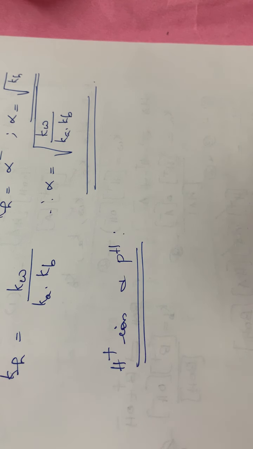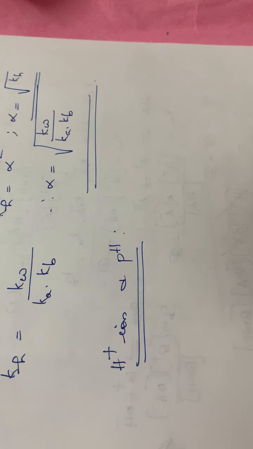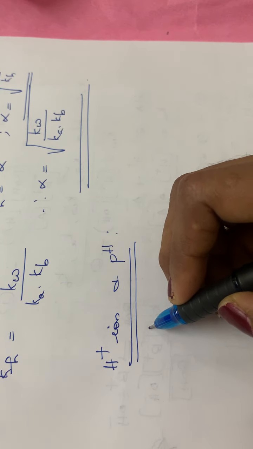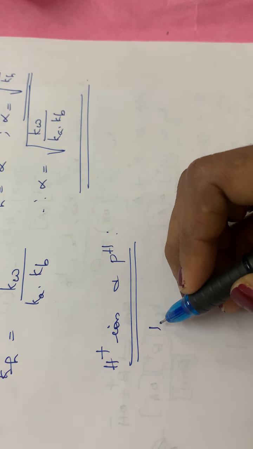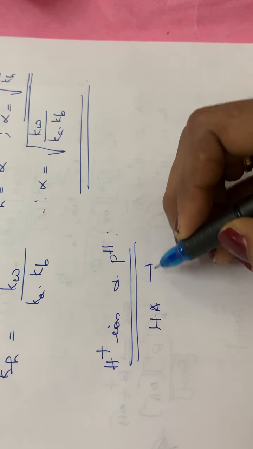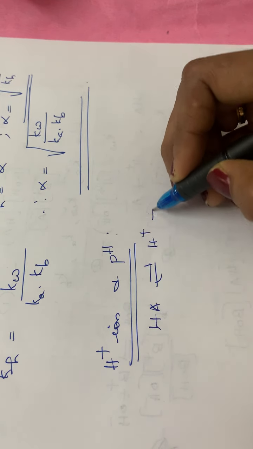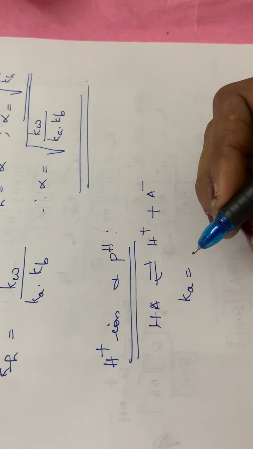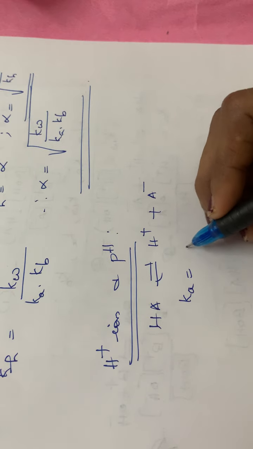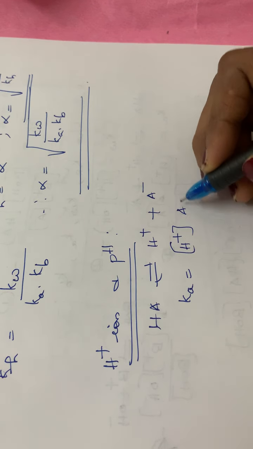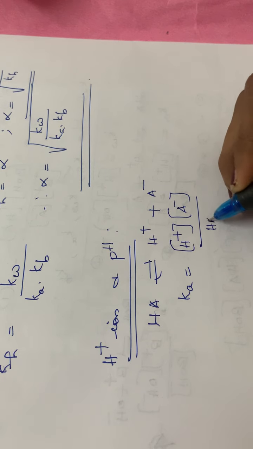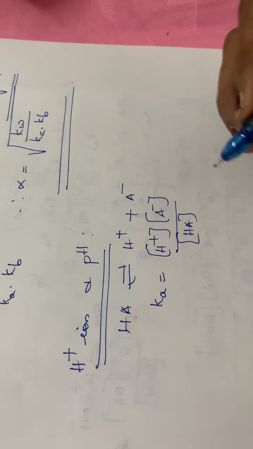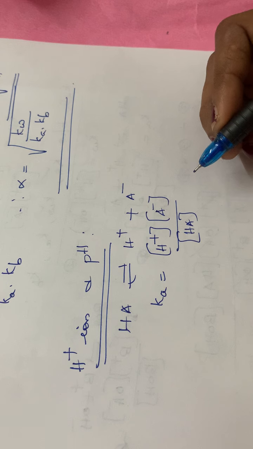So here, HA ionizes to give H plus plus A minus, isn't it? So Ka is equal to concentration of H plus into concentration of A minus divided by concentration of HA, isn't it?